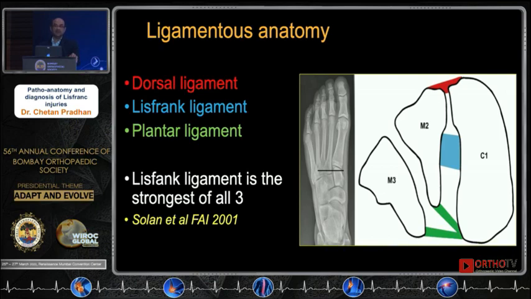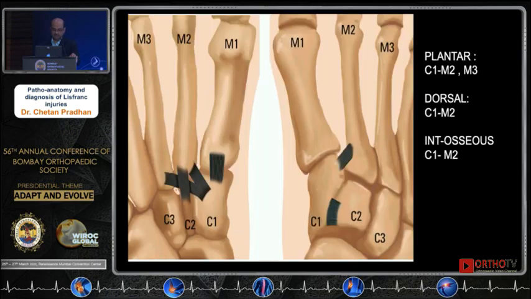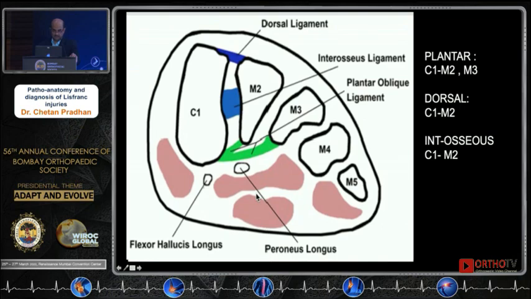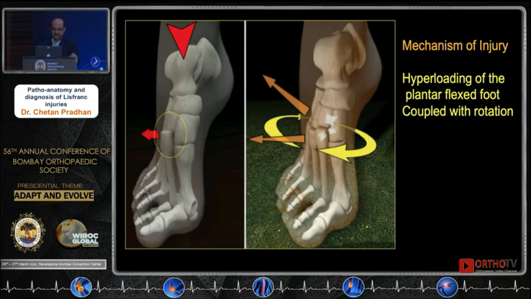So this is a model: plantar C1 to M2, 3. This is the important ligament which we see here, and the dorsal C1 to M2, and the interosseous, like this. Because the dorsal ligament is a weak ligament, when you have hyper loading of the plantar flexed foot, usually it is a dorsal displacement of the metatarsal bases.